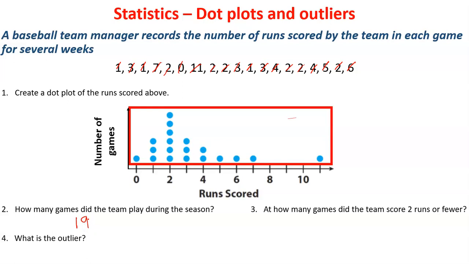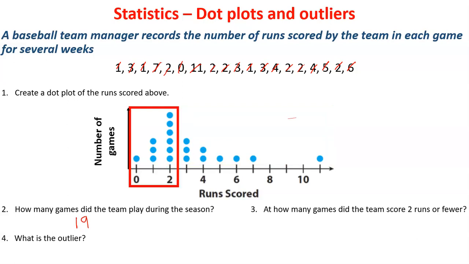Question 3. How many games did the team score 2 runs or fewer? Again, very important, we're reading the question. 2 runs or fewer. So 2 runs or fewer would be 2, 1, and 0, because that's 2 runs or fewer. And we just count how many circles we have for these particular runs scored, and the answer to that is 10.